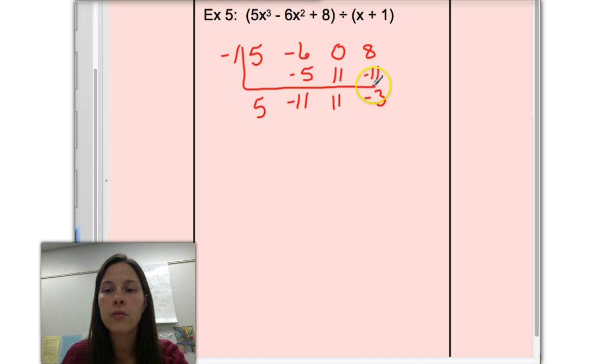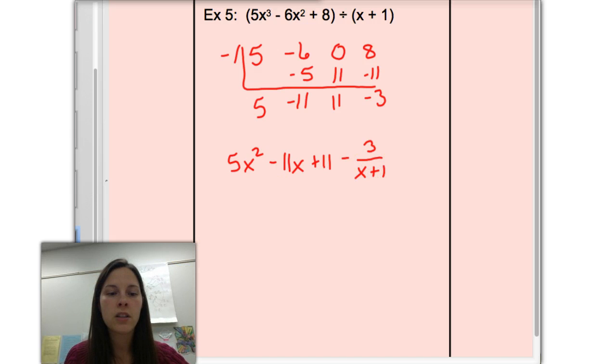This time we do have a remainder. If this last piece when you add is not 0, it means you'll have a remainder. So the division answer, or the quotient, is 5x squared, again dropping 1 power from the highest power of what you're dividing into, minus 11x plus 11, and the remainder becomes 3 over what we were dividing by, that x plus 1.